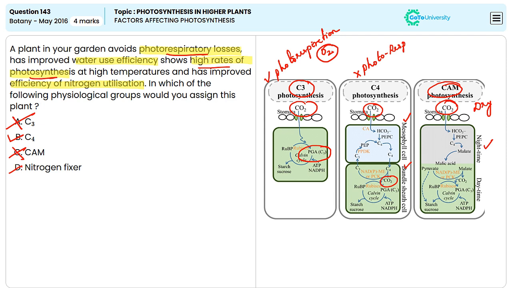Option D, nitrogen fixer. Though nitrogen fixing plants have the ability to fix nitrogen from the atmosphere, this characteristic is not related to the plant's photosynthetic efficiency or the ability to minimize photorespiration and water loss. So option D is incorrect. The answer is option B, C4 plants.